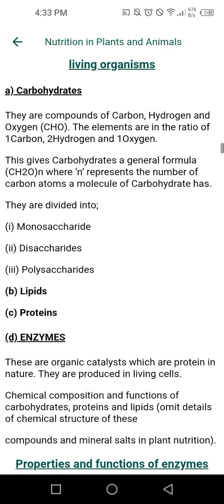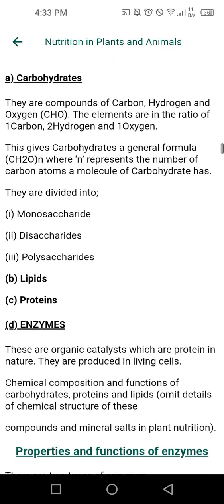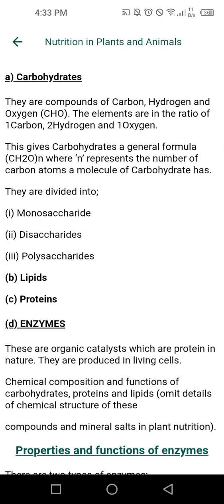These are organic catalysts which are protein in nature. They are produced in living cells.